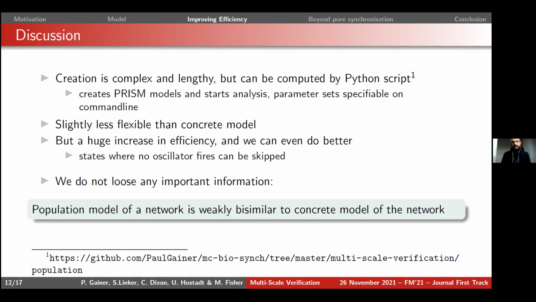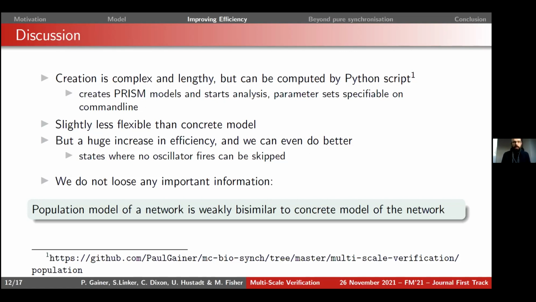It is slightly less flexible than a concrete model, but you gain a lot in terms of efficiency, and you can even increase the efficiency by doing some other reduction steps that I haven't shown here, because the states where no oscillator fires are completely irrelevant for synchronization and so on. So you can basically skip them in the model. And it turns out that these two models are actually weakly bisimilar to one another. So if you create a population model of the network, it is weakly bisimilar to the concrete model of the same network.